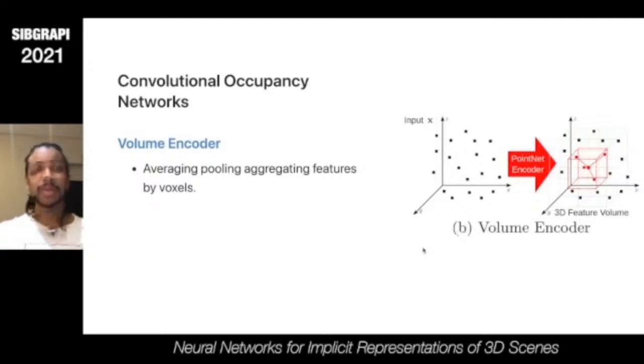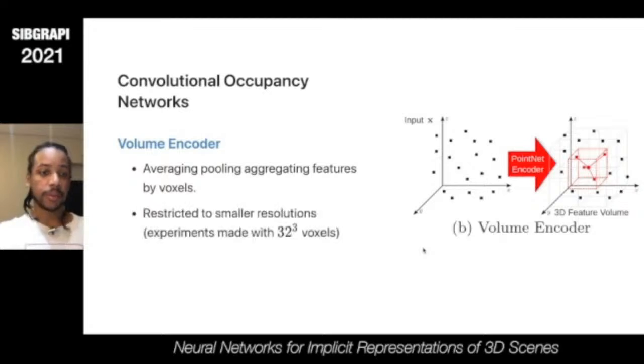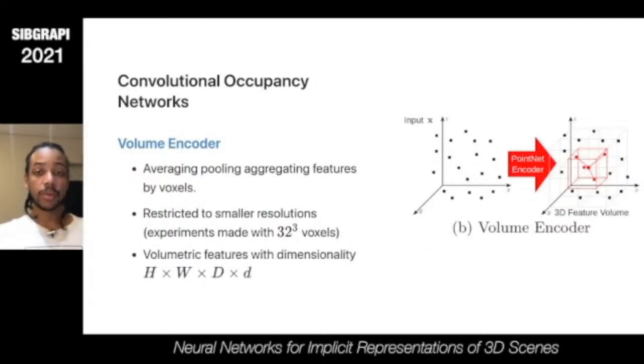Instead of a plane encoder, we could use a volumetric encoder. In this case, we don't need to project the features onto any plane. We just make an average pooling by aggregating the features into voxels. And of course, this choice is more constrained in terms of resolution, as we need more memory for voxels. Now, our volumetric feature size takes into account the subdivisions in another dimension.